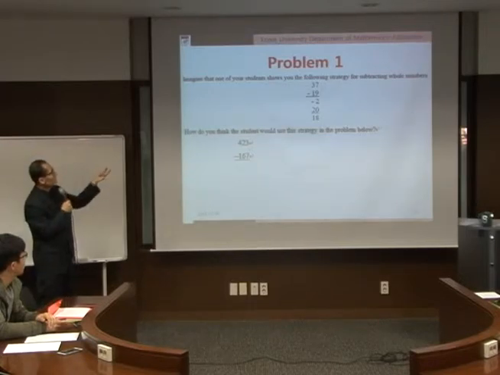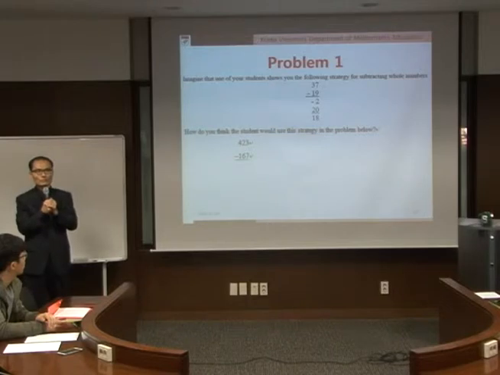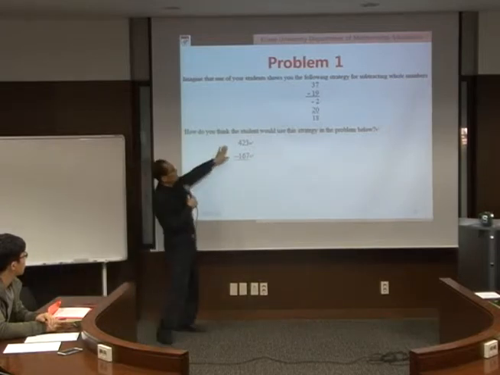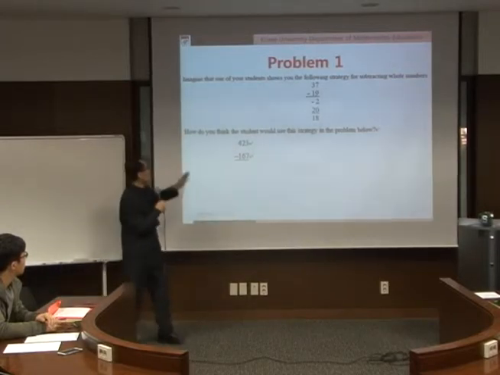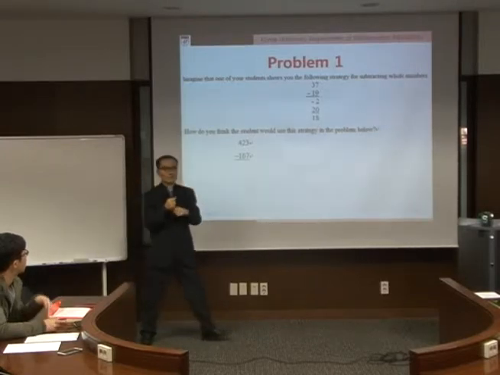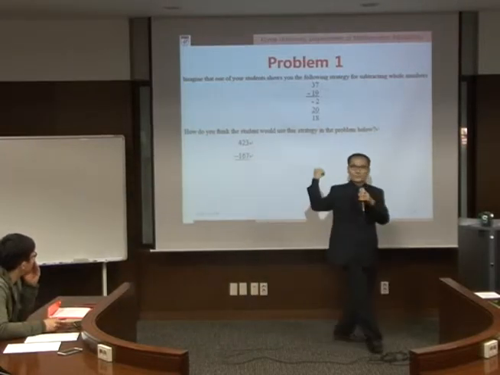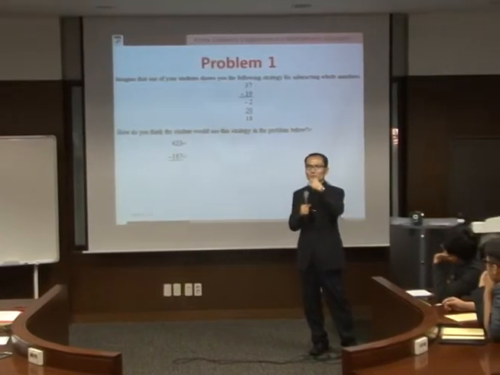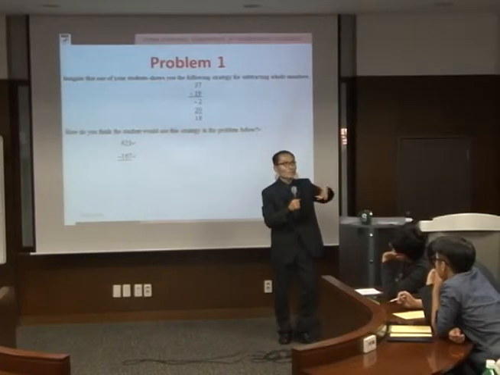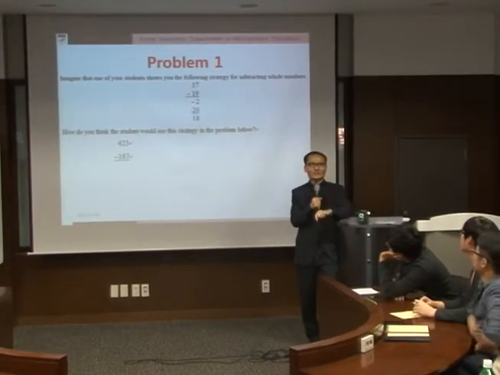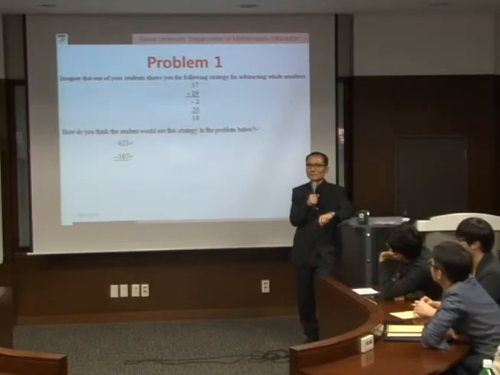After showing, do you understand the subtraction, right? Ones place, tens place, and then adding. How can you solve this problem? How do you think the student would use this strategy in the problem below? Can you solve it? And then I'm going to show you different kinds of solutions students developed. Why don't you solve this problem? What is the correct answer? I'm going to give you 1 minute because it's a simple problem.